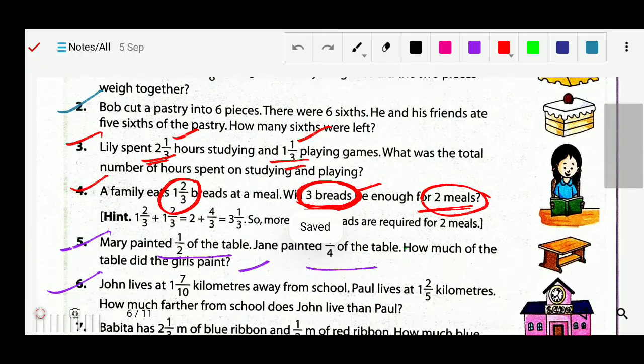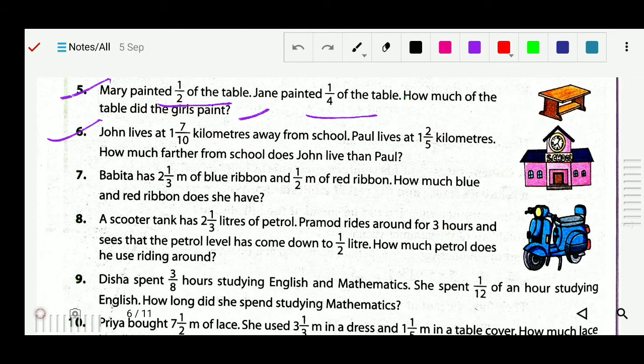Now question number 7. Babita has 2 and 1 by 3 of blue ribbon and 1 by 2 of red ribbon. How much blue and red ribbon does she have in total? Again you can subtract here. This is the total and this is the red. Sorry, she has blue ribbon and red ribbon.